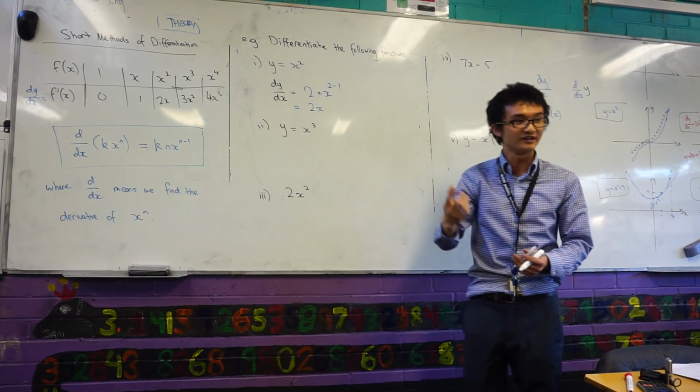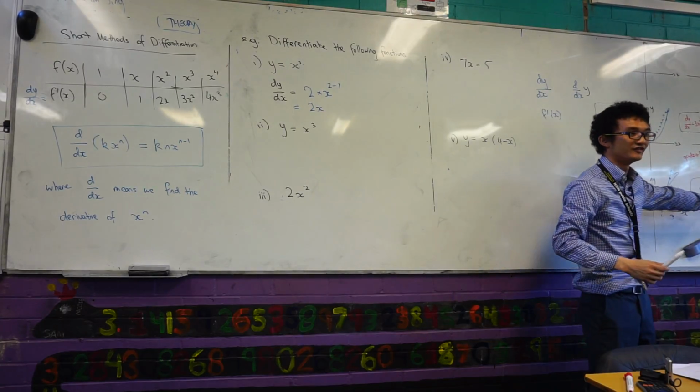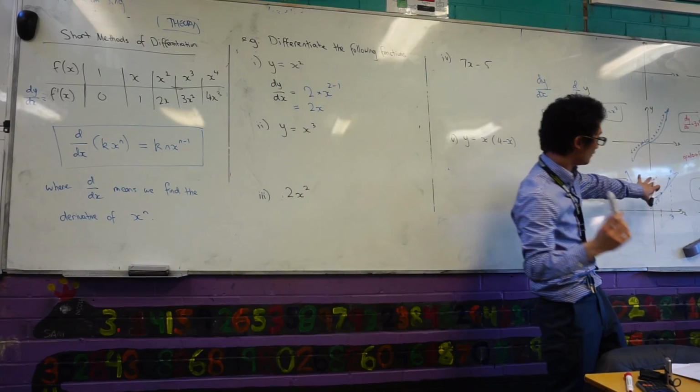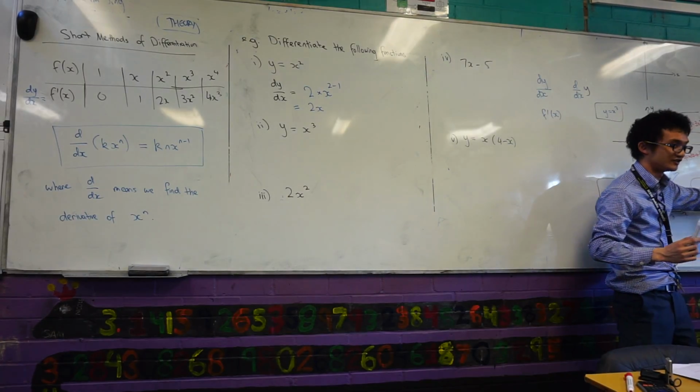What are we finding? We're finding the gradient function over here. Don't forget that. When you're finding the derivative, you're actually finding the equation of this graph.